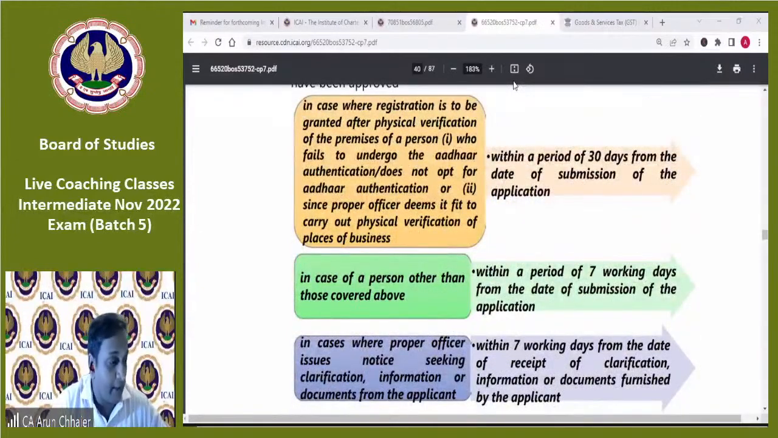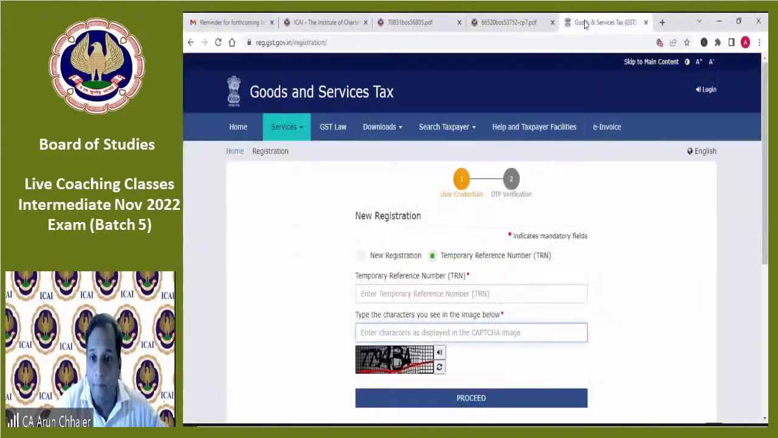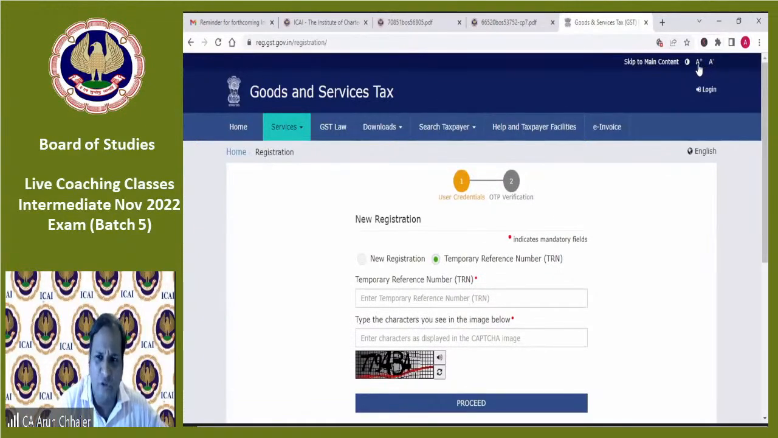Let me take a couple of questions. Rekha, what is the meaning of, where it is, A plus A minus? So I can zoom in, zoom out, slightly zoom in, zoom out.